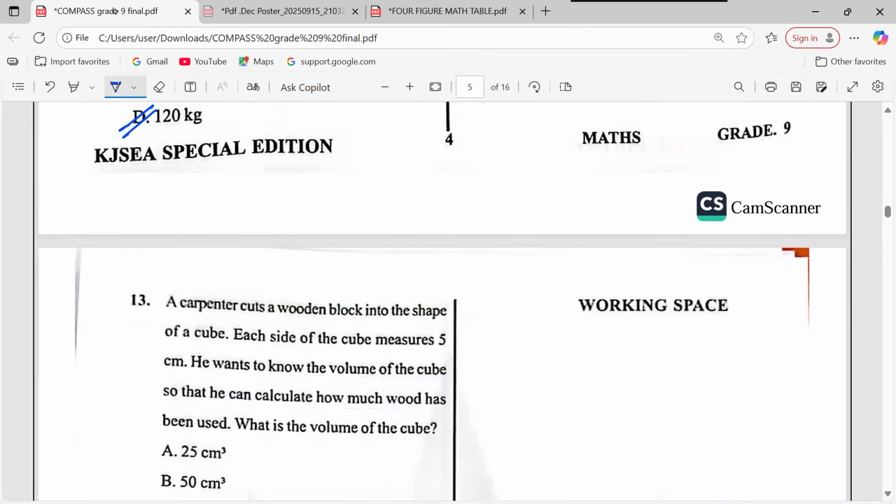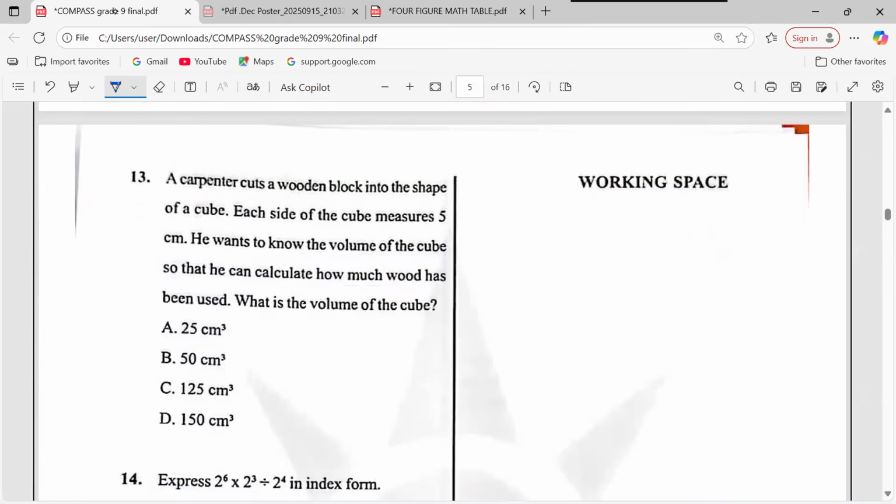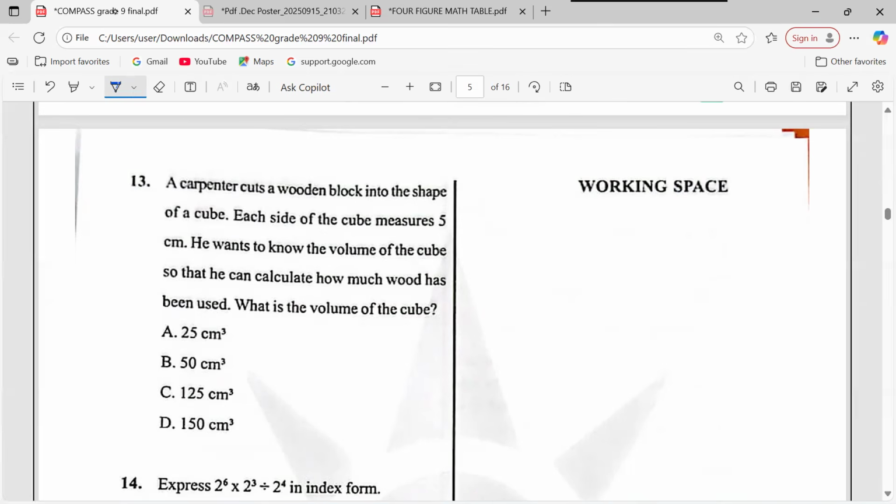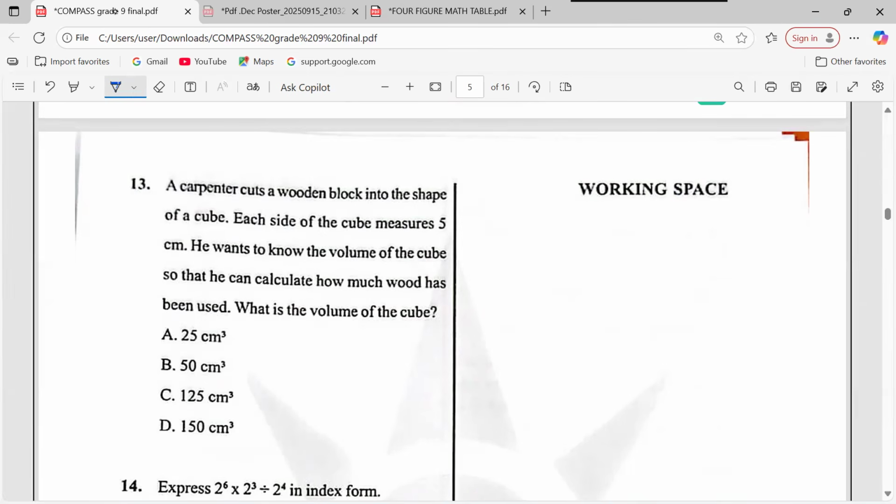It's number 13. A carpenter cuts a wooden block into the shape of a cube. Each side of the cube measures 5 centimeters. He wants to know the volume of the cube so that he can calculate how much wood has been used. What is the volume of the cube?